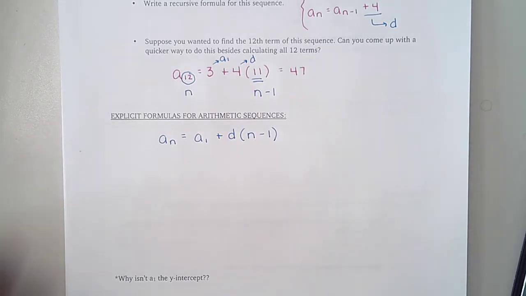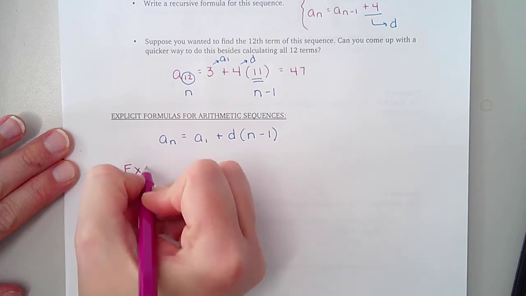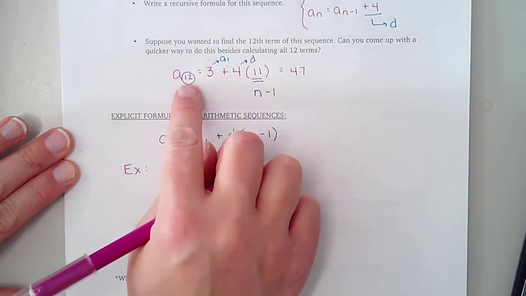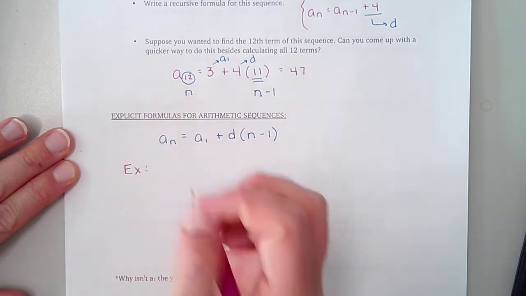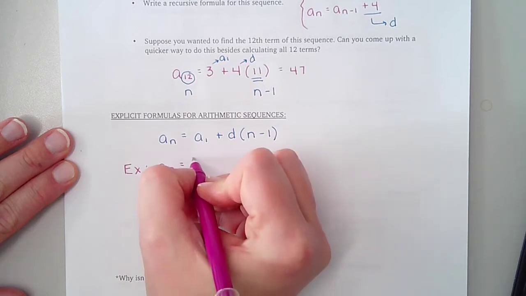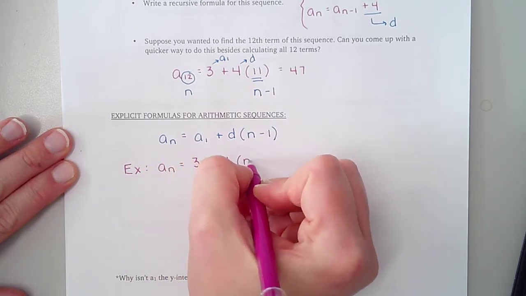Okay, so if I was going to do this for the example up above, I'm going to have an n in it, so it won't be exactly like this, but this is what it would be if I plugged in a 12. I would say the formula for this sequence is 3 plus 4 times n minus 1.